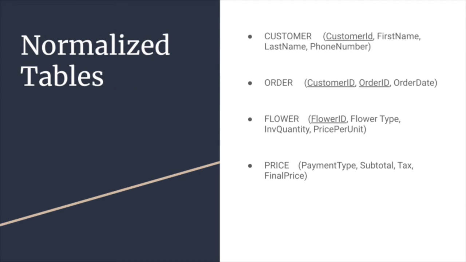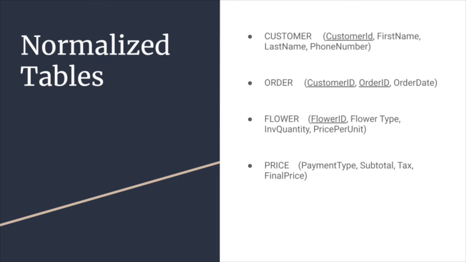Next, we have our normalized tables, and those are customer, order, flower, and price. For customer, we have customer ID, first name, last name, phone number, and customer ID is our primary key. That's also our primary key in the order table that has customer ID, order ID, and order date.